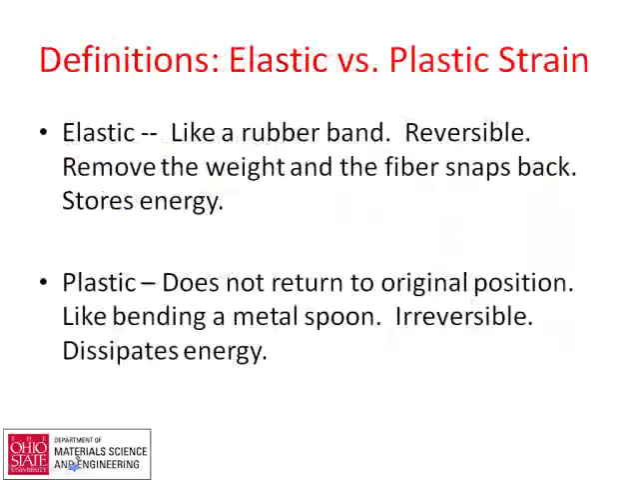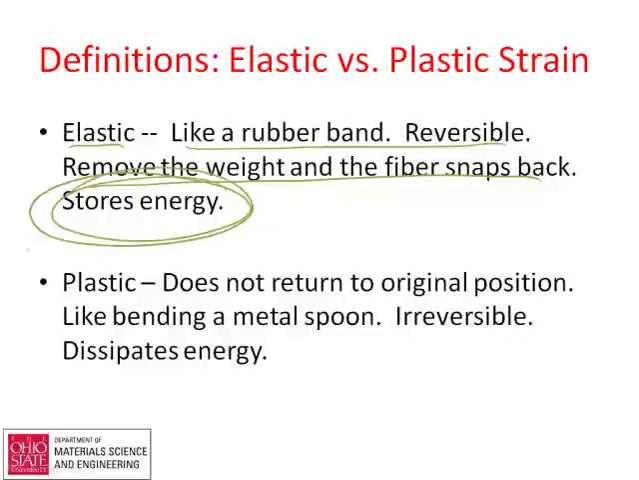What you find is the following, that there are elastic and plastic strain. So elastic is like a rubber band. That's why we sometimes call it an elastic band, meaning it's reversible. You remove the weight and the fiber snaps back. This is important because this stores energy, and we're going to come back to that. That's why these materials make really good springs. You want things with a lot of elastic deformation to make a spring.